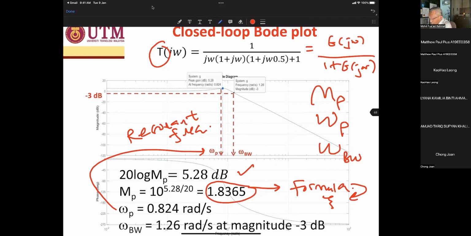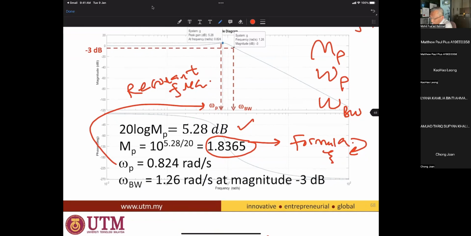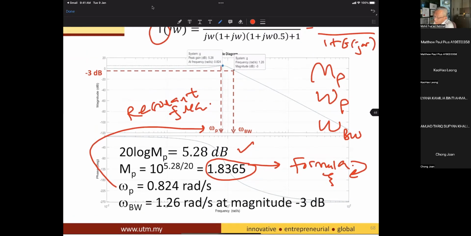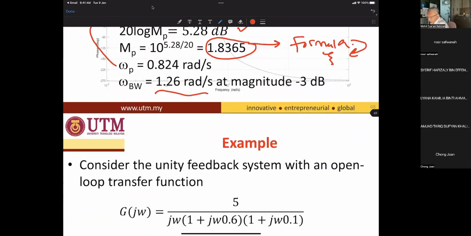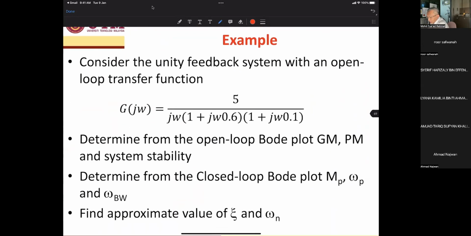I thought you're sleeping. Okay, so resonant frequency is the frequency that corresponds to the peak gain. Then ω bandwidth is at minus 3 decibel. So you find minus 3 decibel on the left-hand scale. Use your ruler and cut the magnitude curve. So I go down and the frequency is 1.26 radian per second. Any question for this? Clear? Clear, guys? Hello? Clear? Clear, bro.